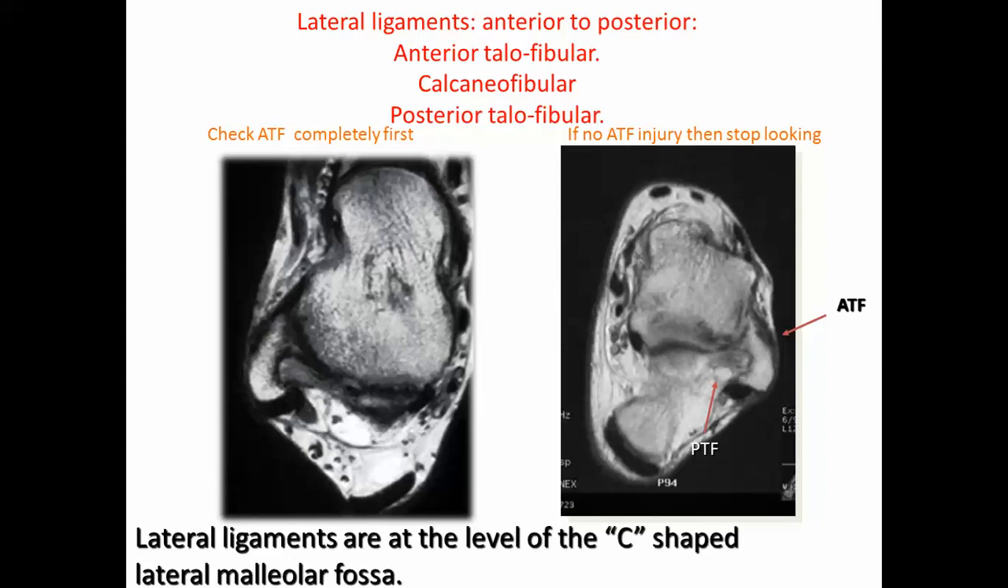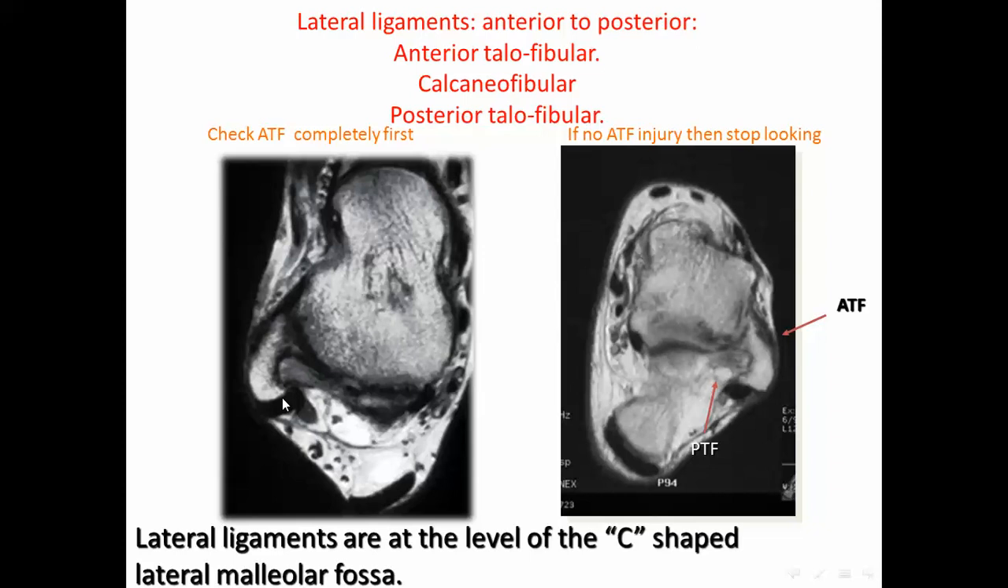The lateral group is the anterior talofibular, because the lateral bone there is the fibula, and the posterior talofibular. This is the anterior talofibular, and this is the posterior talofibular. And as we see, there is a good landmark here, which is the C-shaped lateral malleolus. On the other side, the same: this is anterior talofibular, this is posterior talofibular, and this is the C-shaped lateral malleolar fossa.